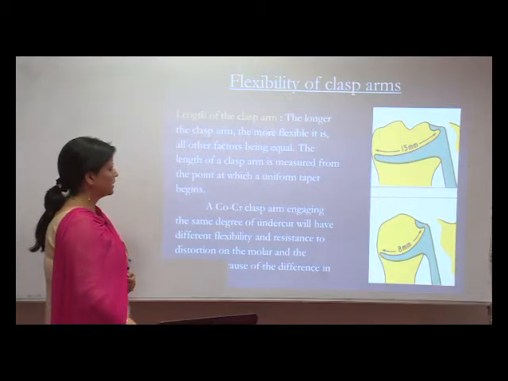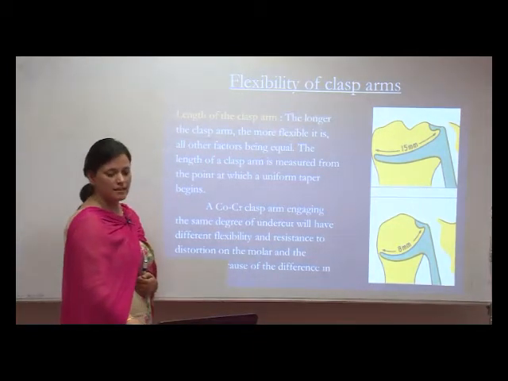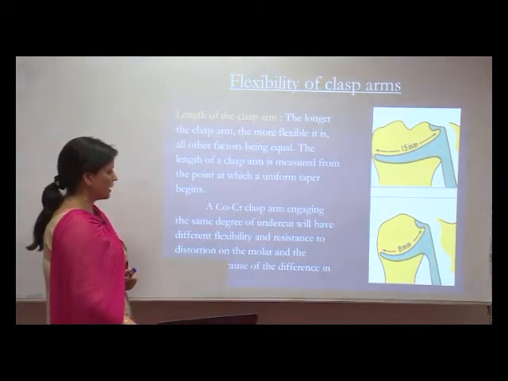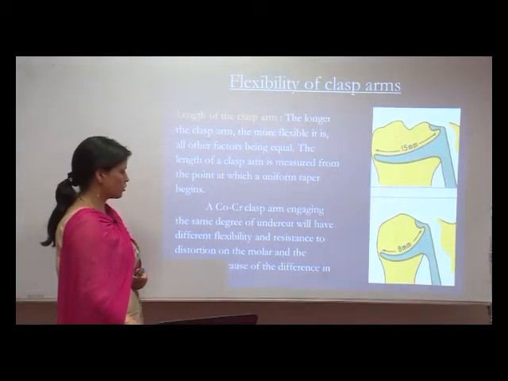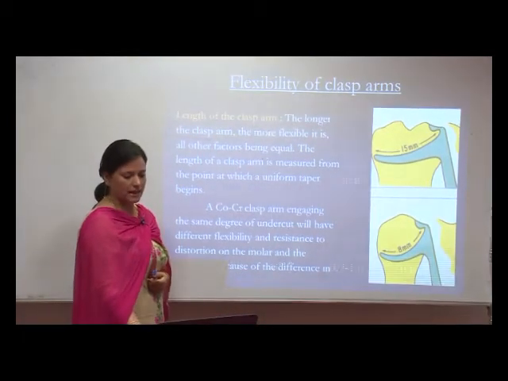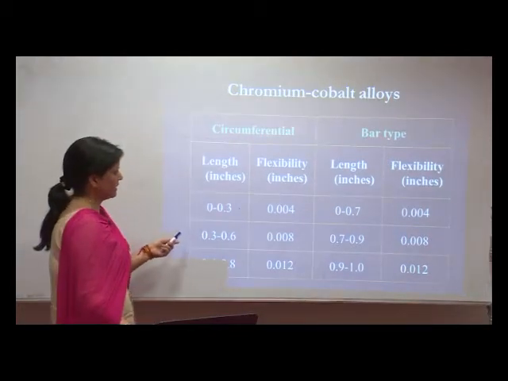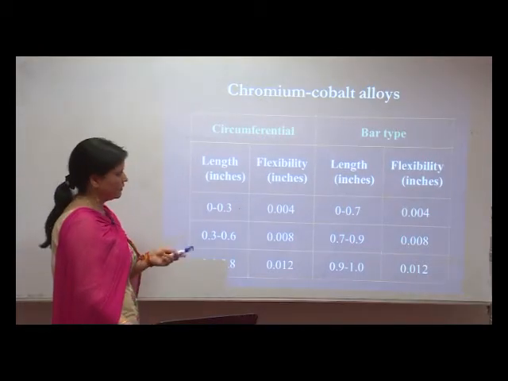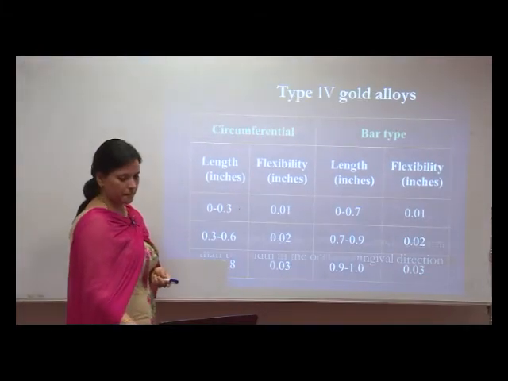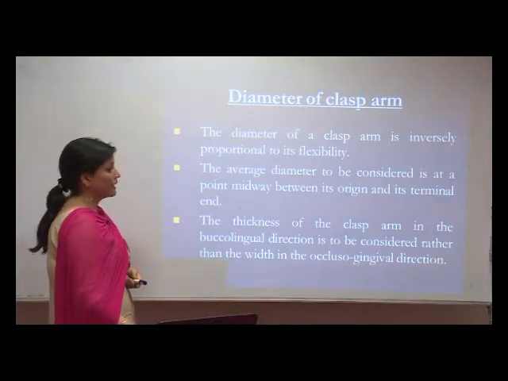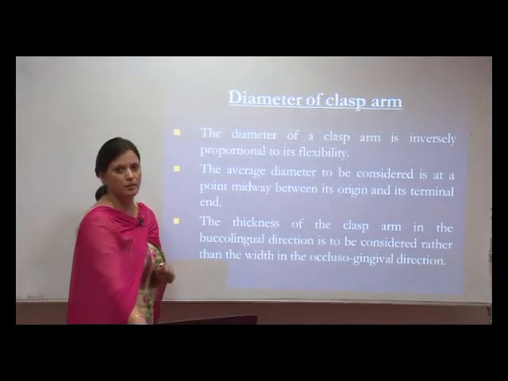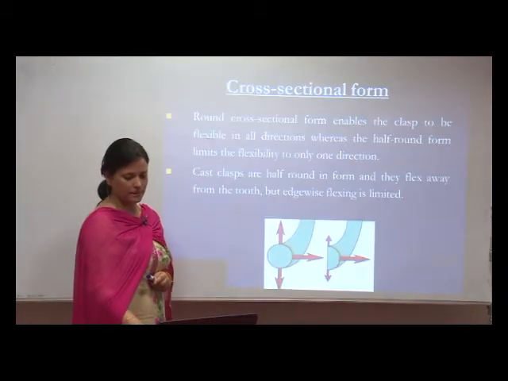Flexibility of clasp arm. The length of the clasp arm: as the length increases, the flexibility of the clasp arm will increase. A cobalt chromium clasp engaging the same degree of undercut will have different flexibility and resistance to distortion than other metal clasps. In this diagram, we can see the circumferential clasp and bar clasp and the flexibility of the various clasps. Diameter of the clasp: as the diameter increases, the flexibility will decrease. So, diameter is inversely proportional to clasp flexibility.